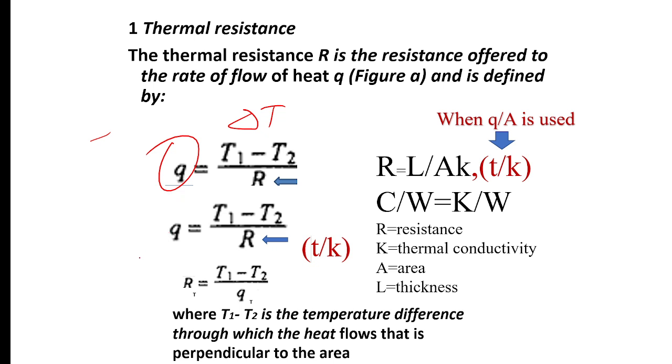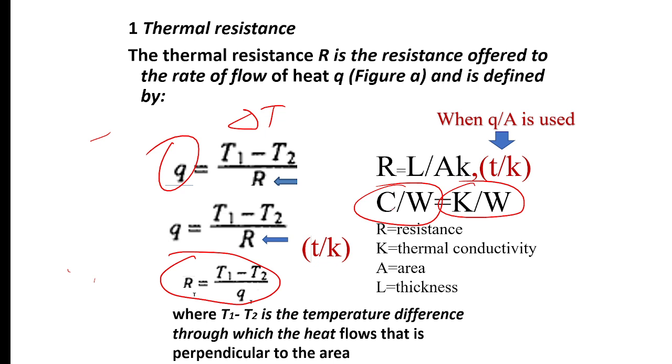So rearranging, we will have this equation: R is delta T over Q, wherein T1 is the higher or hotter temperature and T2 is the colder or the lesser hot temperature. Now, what is the unit for the thermal resistance? The thermal resistance has the unit of degrees centigrade per watt or Kelvin per watt.